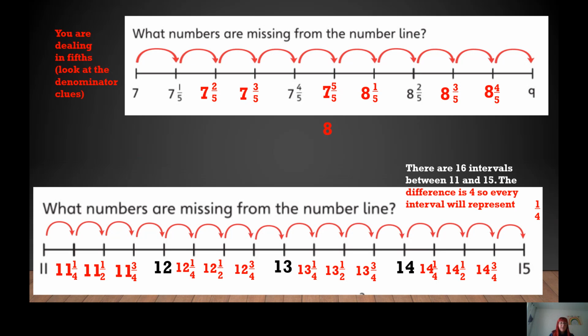So the numbers that are missing are all those that are in red because the number line increases in increments of a quarter. They have intervals of a quarter.